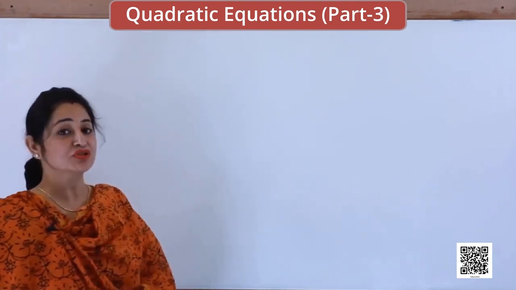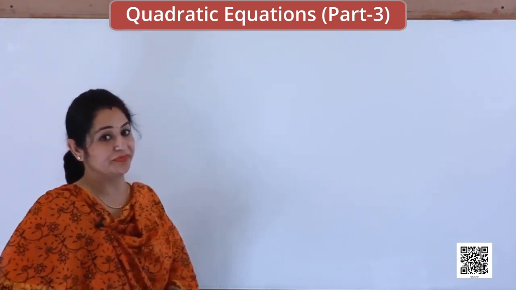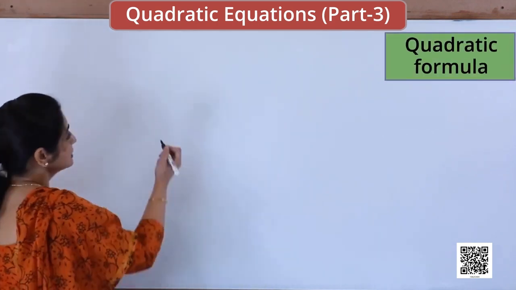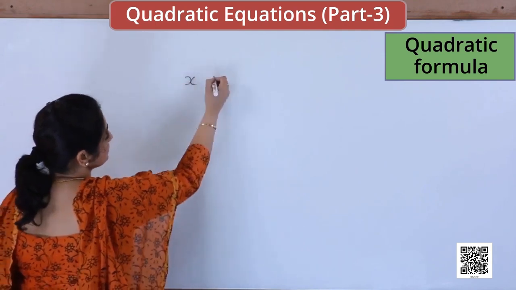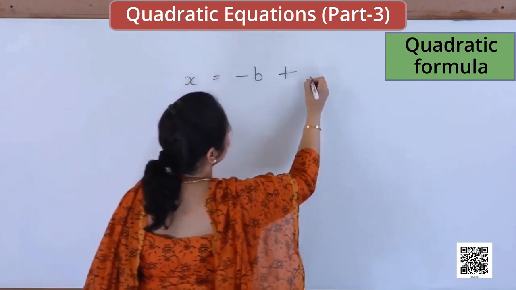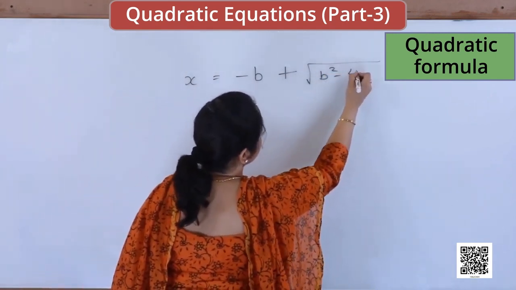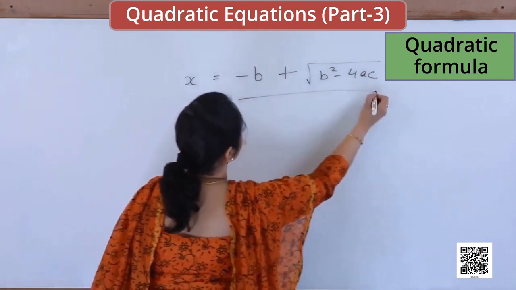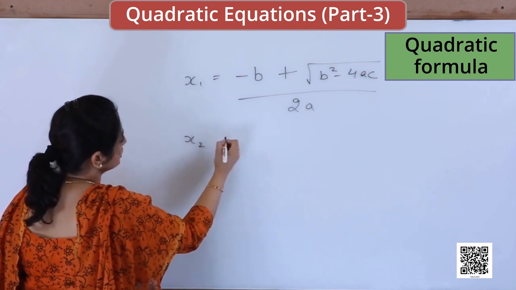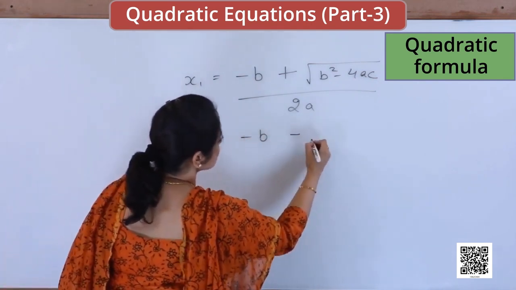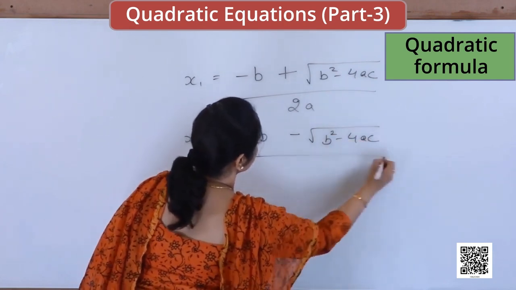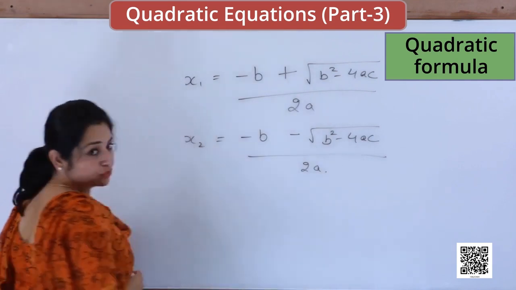So now let me also show you the formula that you see in your book that looks a little scary. Let's see if it is any different from what we did. So this formula says that x, that is the root, will be equal to minus b plus under root b square minus 4ac upon 2a. It will give us the first root. And for second root, minus b minus under root b square minus 4ac upon 2a. It will give us the second root.